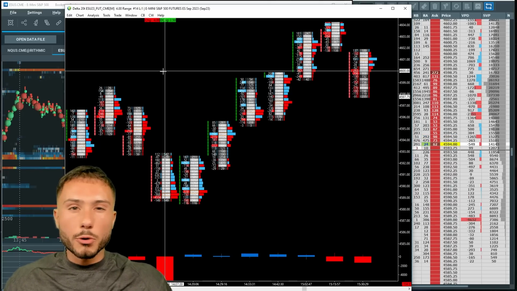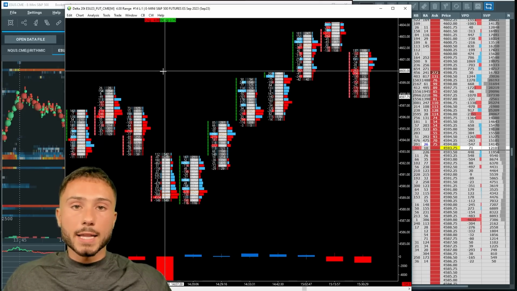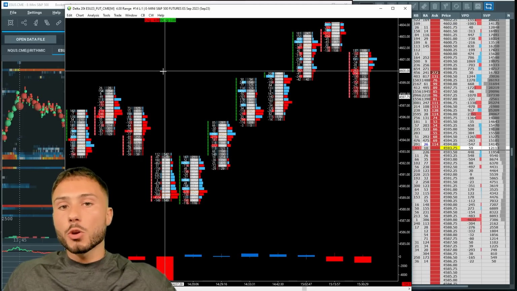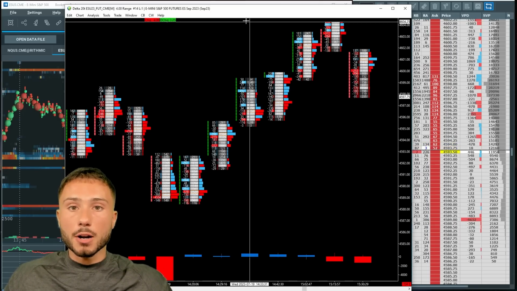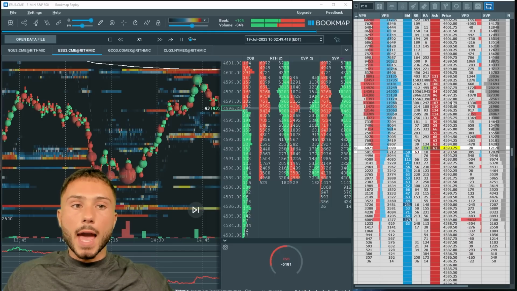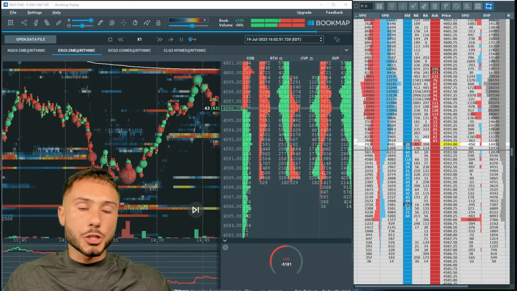So no matter what tool you use, there's no better tool. It depends on how you want to see it and what you want to see. This is a footprint chart. This is a heat map. And this is a depth of market. Again, it will show us the same information, just visually differently.